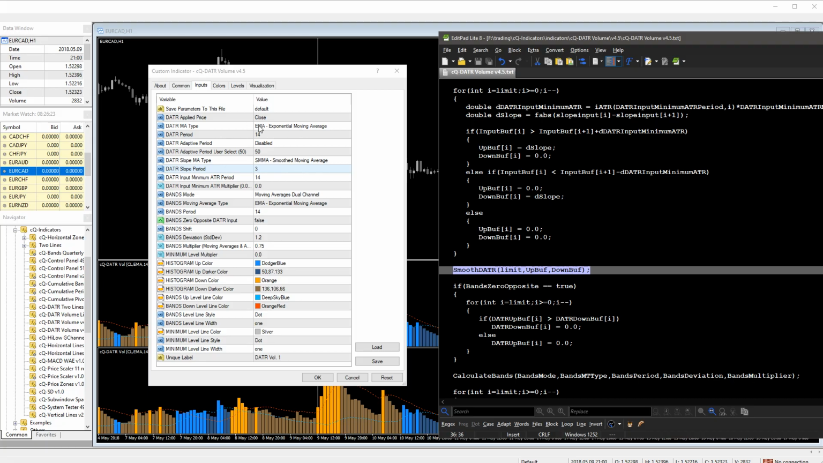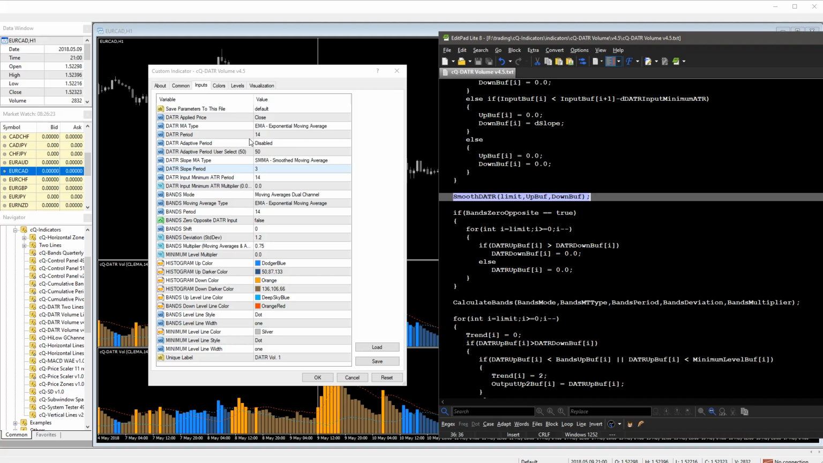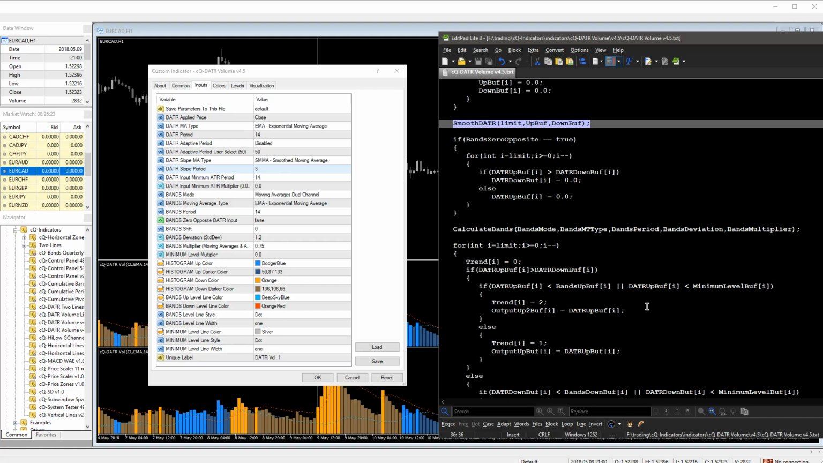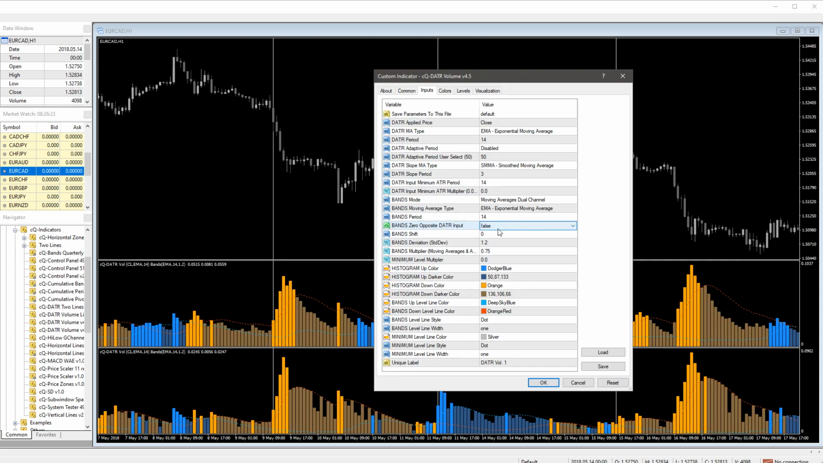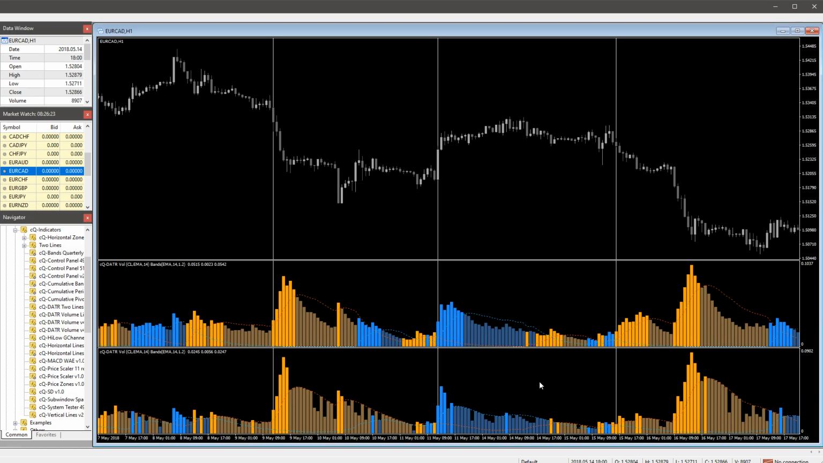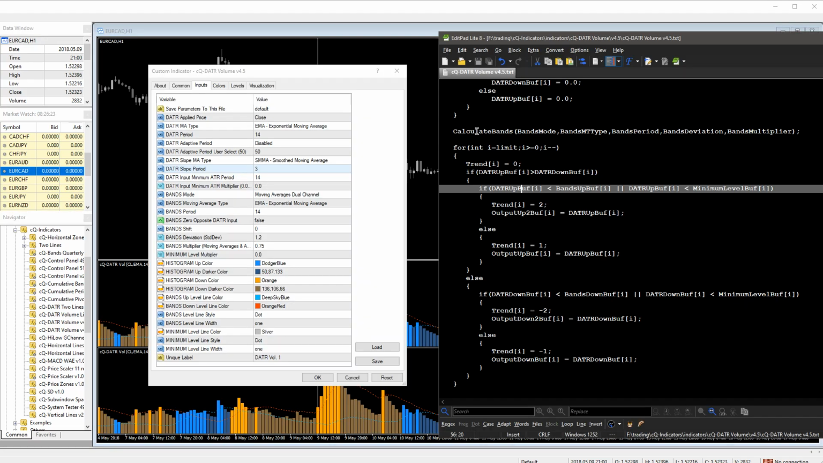Right now it's using an EMA with a period of 14, and that's where this is calculated. It's put into these DATR up and DATR down buffers. With band 0 opposite, if the DATR up value is greater than the DATR down value, it zeroes the down value. If we set that to true, watch what the bands do down here. You can see it right here: it's pretty much 0. That's what that does.